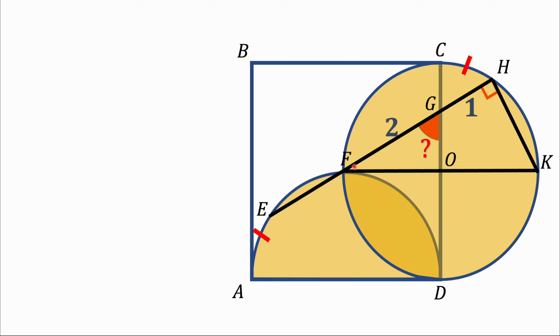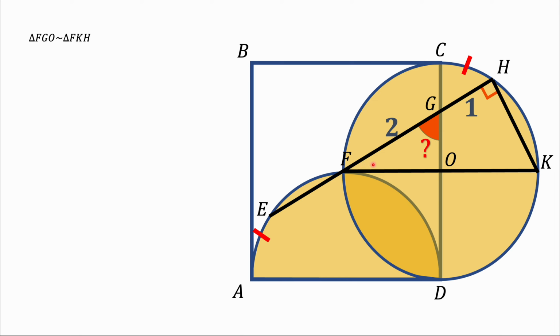Okay, let's continue. Let's consider triangle FGO and triangle FKH. Those triangles have two congruent angles. They're both right triangles, and also they share the angle F. So those triangles are similar. And we know in similar triangles, ratios of respective sides should be the same.